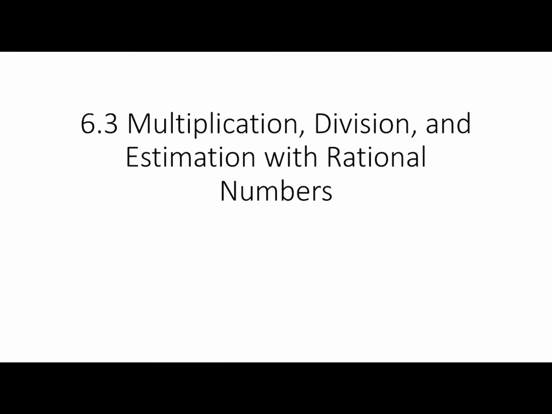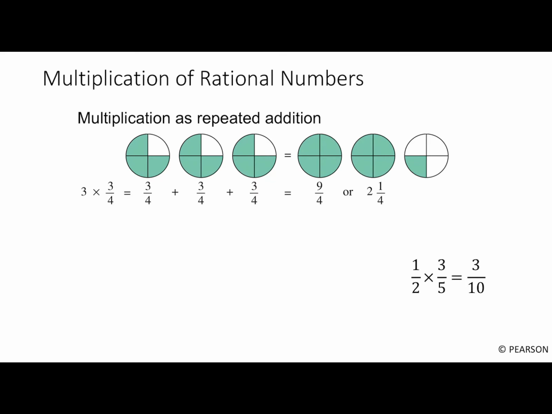All right, we're moving into section 6.3, which is multiplication, division, and estimation with rational numbers. So our first goal is to look at multiplication. Well, we've already seen multiplication as repeated addition, and we can do the same with rational numbers. So here I want to interpret 3 times 3/4 as adding 3/4 3 times.